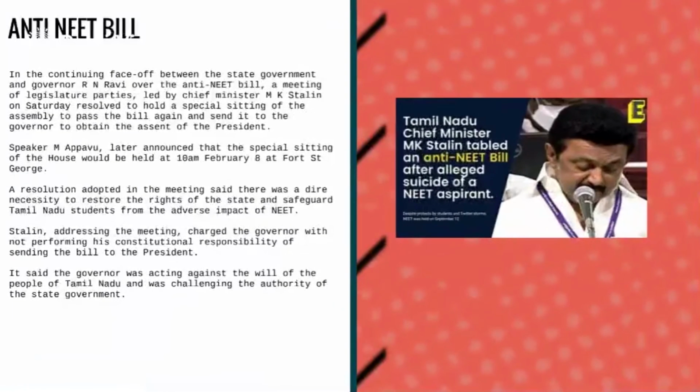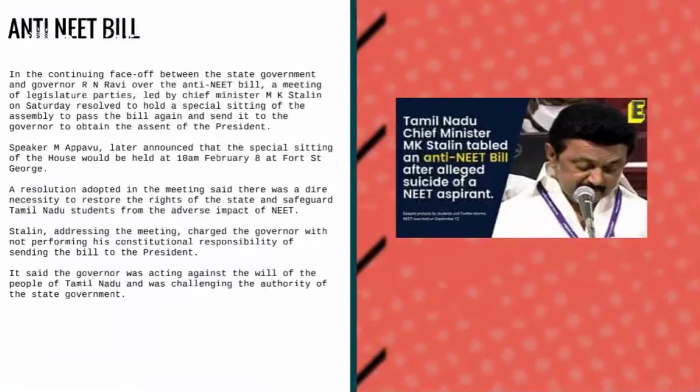Anti-NEET Bill. One of the most talked about bills recently has been the Anti-NEET Bill, which was introduced by the Tamil Nadu state government. The bill in itself doesn't have any content that would incite conflict, but the governor's way of handling the bill was what upset the state. The state accused the governor of not following his duties by keeping the bill stagnant, not forwarding it to the president as is required of him to do.